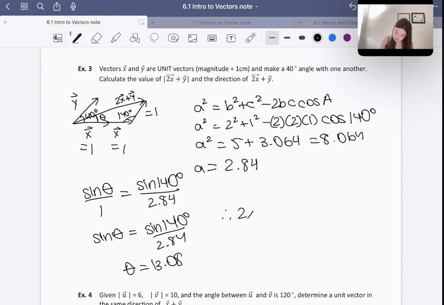So therefore, what's our answer? Our answer is that 2x plus y, that vector here, the resultant, is 2.84 centimeters. And our direction would be, let's see, east 13.08 degrees north, like that. Awesome.